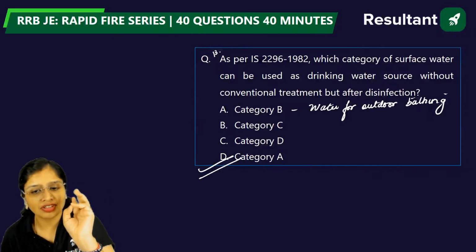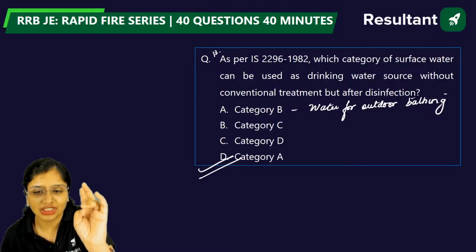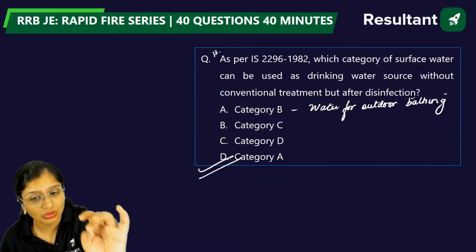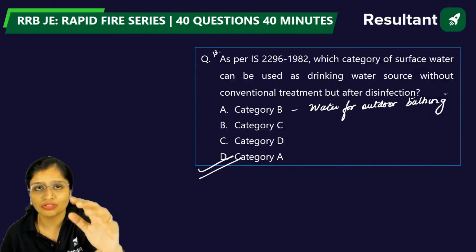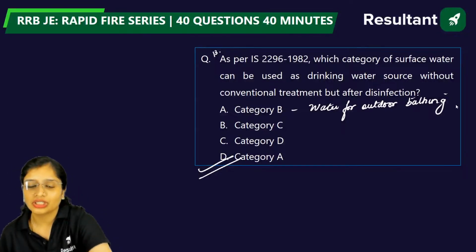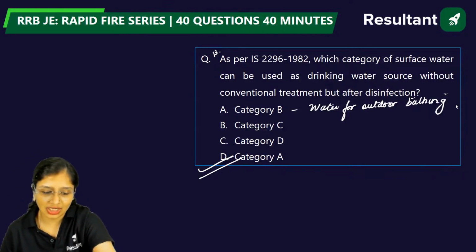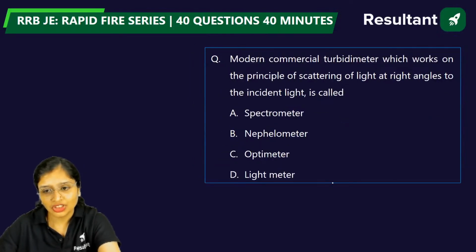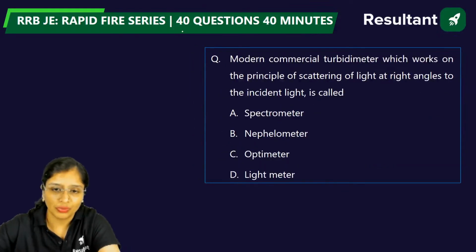So category A without any conventional treatment, category C conventional treatment will be there, category B water for outdoor bathing, and category D that water for fish culture and all. Okay, so these are the different categories which you can check it out. Now, question number 14.